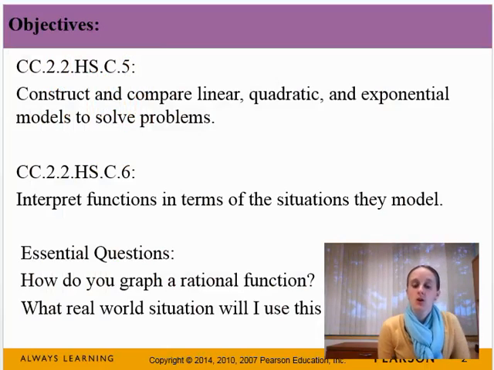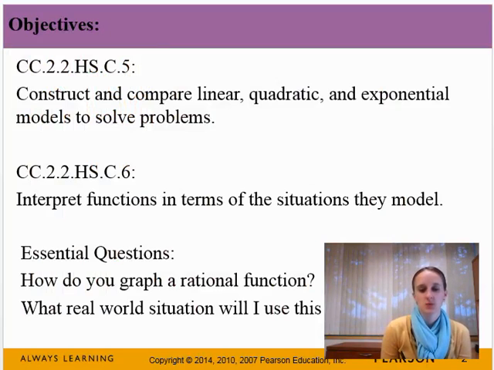Welcome to 2.6 Part 2, Rational Functions and Their Graphs. We're going to continue talking about all the different rational functions and their types of graphs. Our essential questions are, how do you graph a rational function, and what real-world situation will I use this in? Always a good one for me.